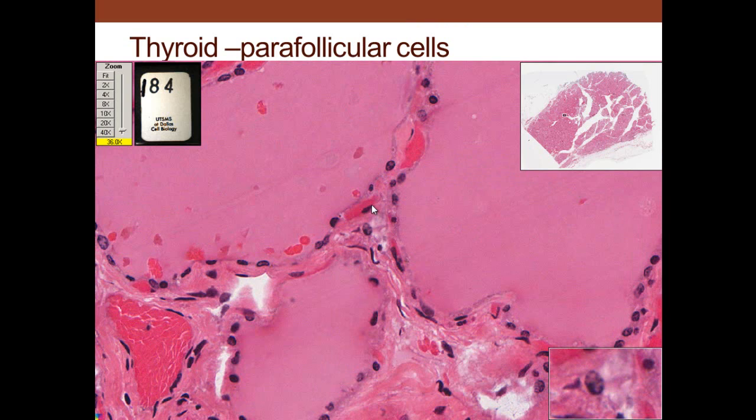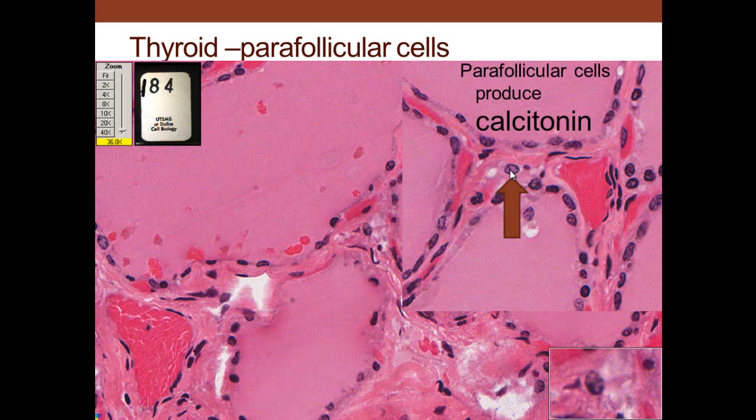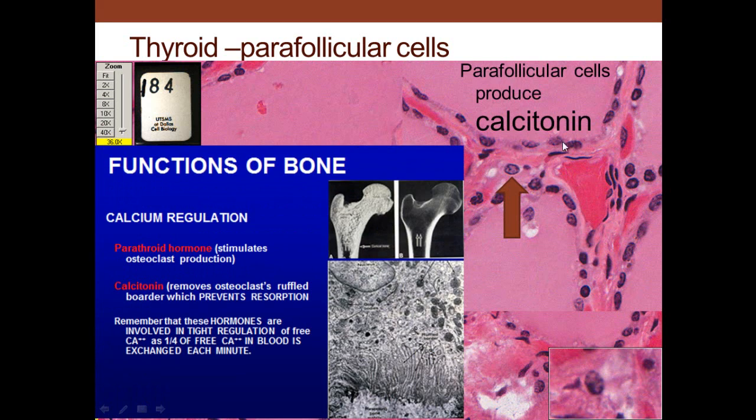Here's a thyroid, and in between the follicles, near the follicles, are the parafollicular cells. So the parafollicular cells that we see right there. Here we see again another parafollicular cell. These are the follicular cells, colloid, blood vessels, parafollicular cells. Parafollicular cells produce calcitonin. Calcitonin is important in calcium regulation in the body.